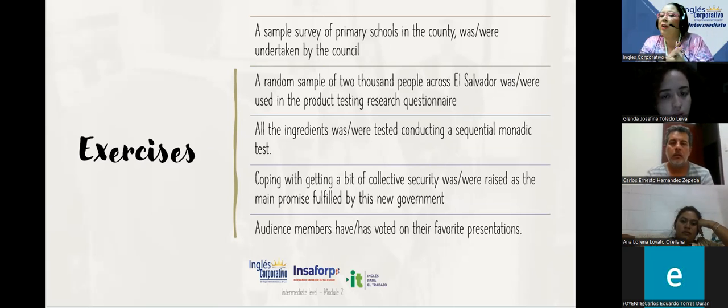A sample survey of primary schools in the county was or were undertaken by the council.